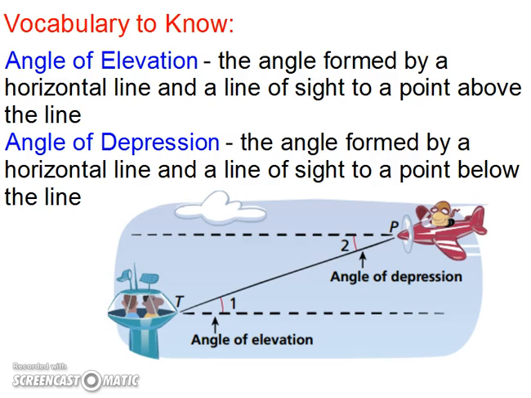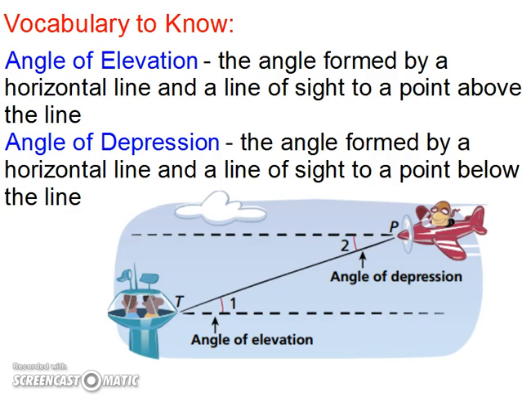Some vocabulary to know. An angle of elevation is the angle formed by a horizontal line and a line of sight to a point above the line. So notice here, angle 1 is an angle of elevation since the horizontal line is here and then the viewing angle is looking up. The angle of depression is the exact opposite. The angle of depression is the angle formed by a horizontal line and a line of sight to a point below the line. So angle 2 would be an angle of depression.